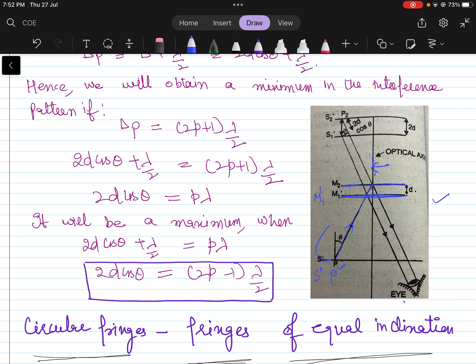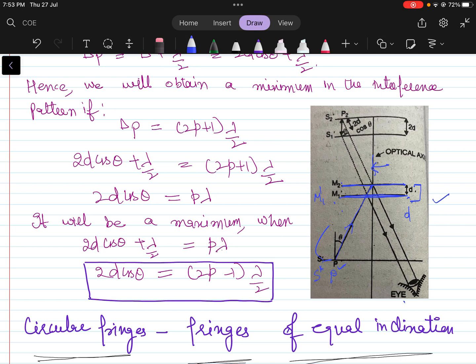The reflected beams appear to come from the virtual images P1 and P2 of the source S dash in the mirrors M1 dash and M2. There are the virtual images of this source S dash. If the separation between M1 dash and M2 is small d, clear?